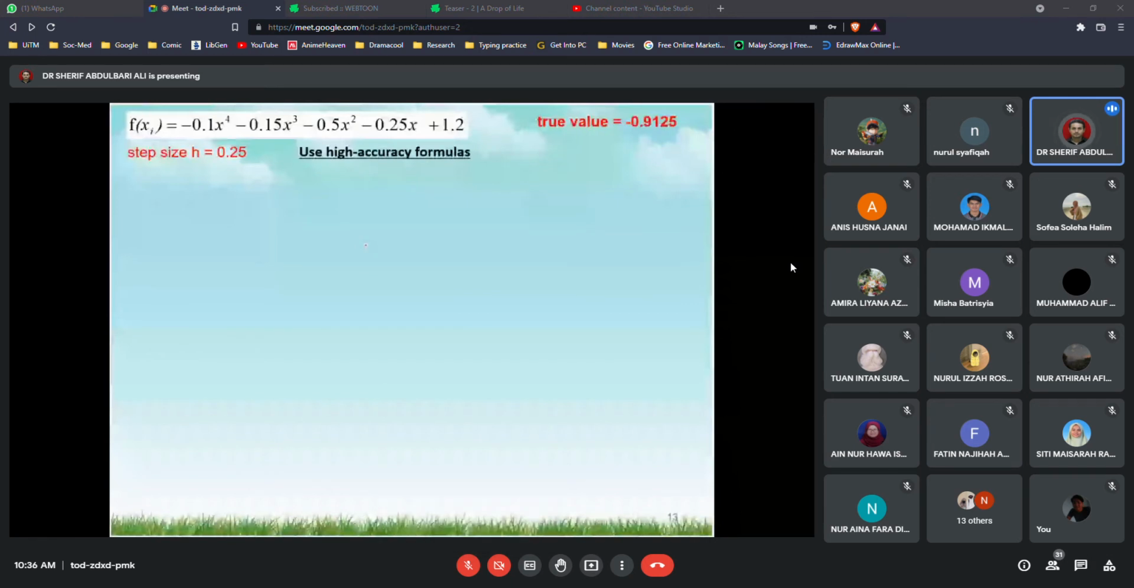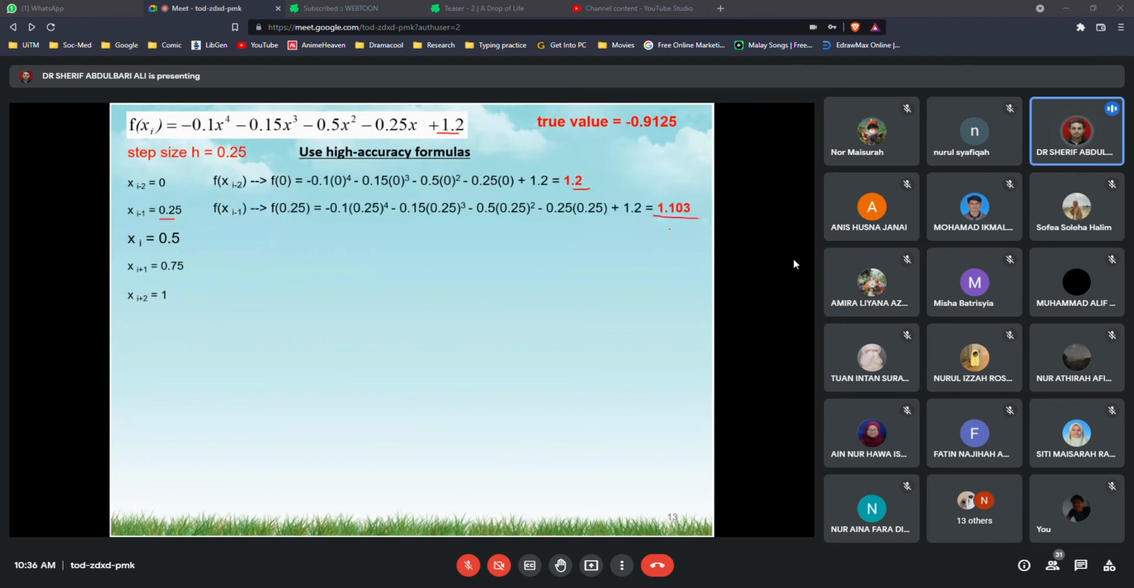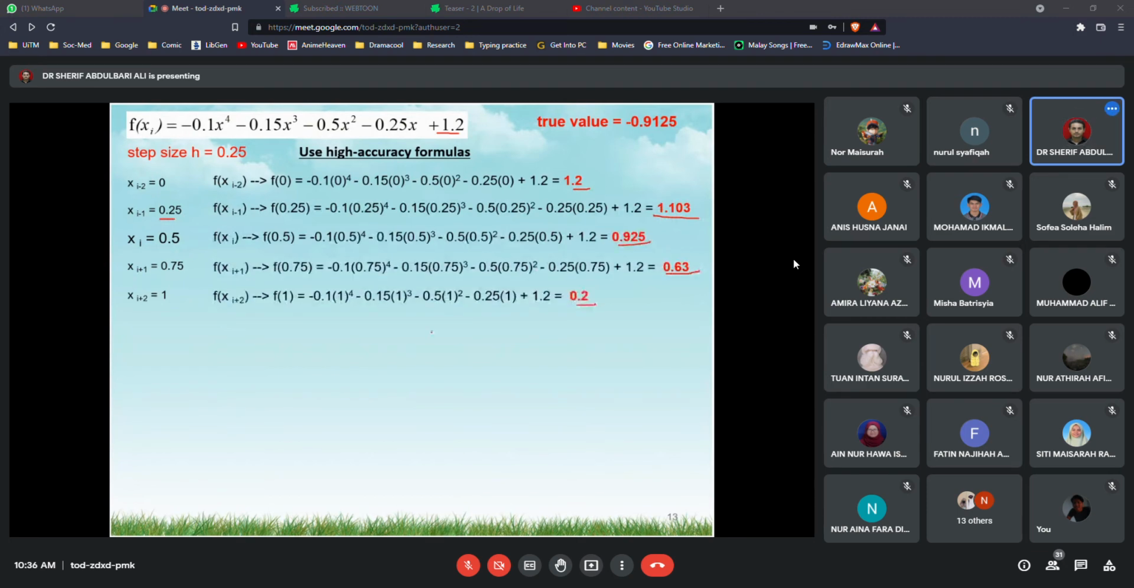Applying the high accuracy, 0.5 is the initial value. To go forward, xi plus 1 will be equal to 0.75. Go to xi plus 2, which will be equal to 1. For the backward, xi minus 1 is equal to 0.25. Go another term to xi minus 2, which is going to be equal to 0. When I put 0 inside my function, the function of xi minus 2 is equal to 1.2. When x is equal to 0.25, the function will be equal to 1.03. This is for 0.5, this is for 0.75, and this is for 1.